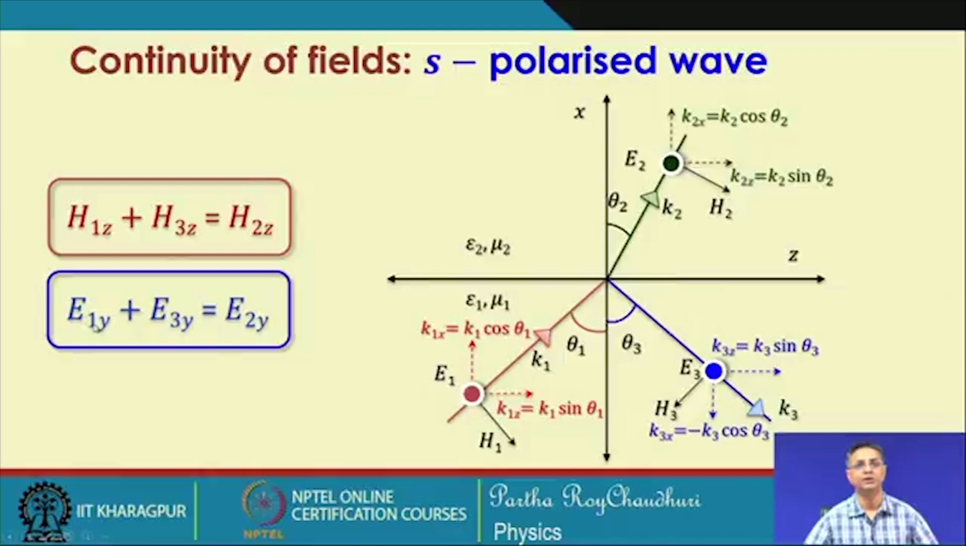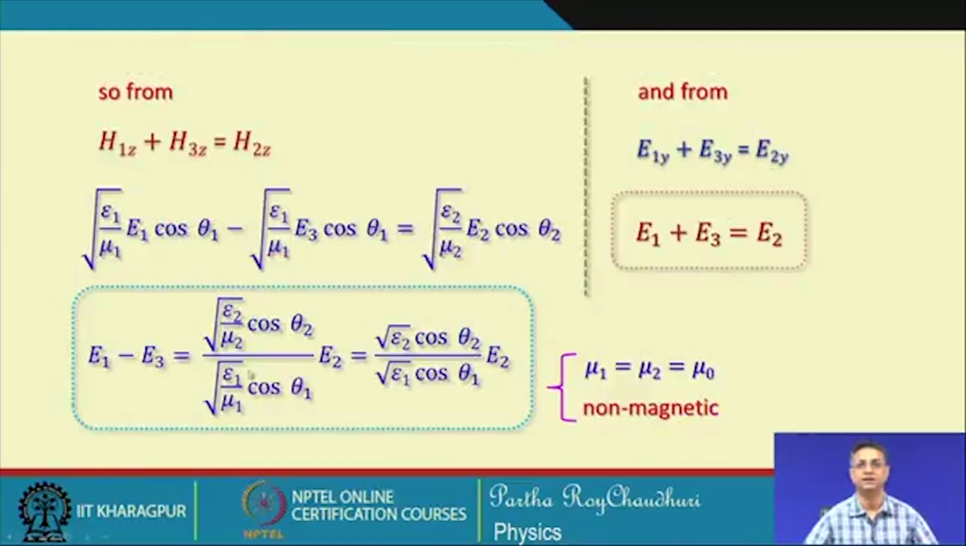So, for the electric field, E1y plus E3y is equal to E2y, they are already continuous, but for the magnetic field we will have to take the z component, that is E1z plus E3z must be equal to E2z. So, we will use these two continuity conditions to derive the reflection and transmission amplitudes and the energy reflection and transmission coefficients.